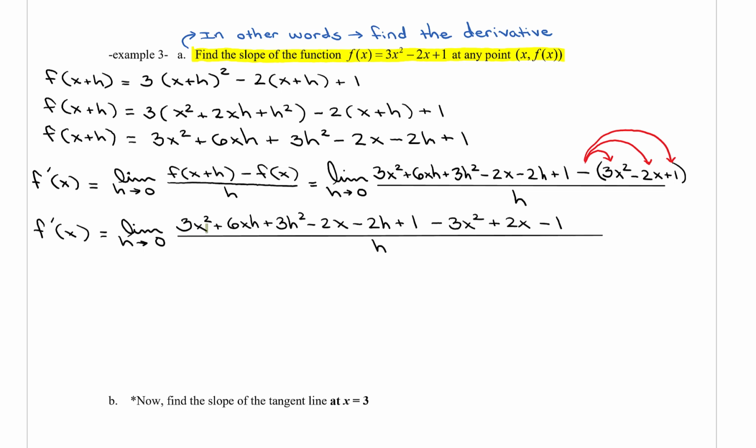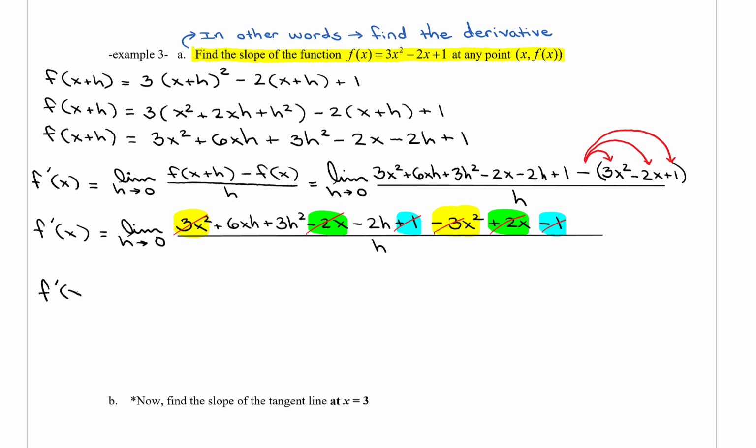I'm going to highlight the like terms. So I'm going to highlight the 3x squared and then minus 3x squared in yellow, and then draw red lines through them, canceling them out. And now I'm going to highlight the minus 2x and the positive 2x in green, and I'm going to draw red lines through them, canceling them out. And now I'm going to highlight the positive 1 and the negative 1 in blue, and I'm going to draw red lines through those two, canceling those out.